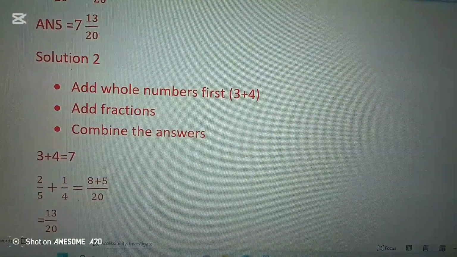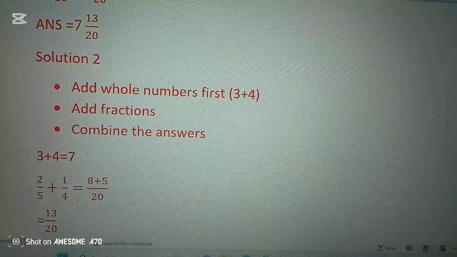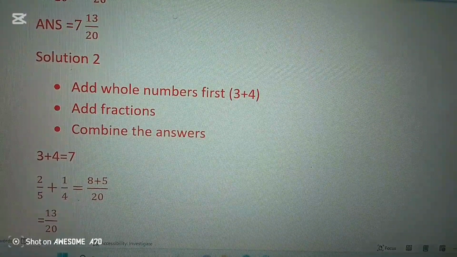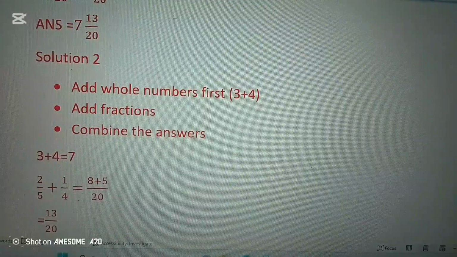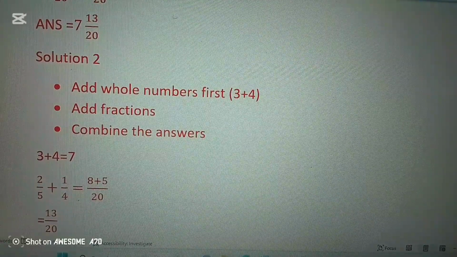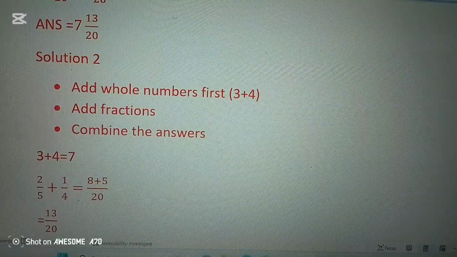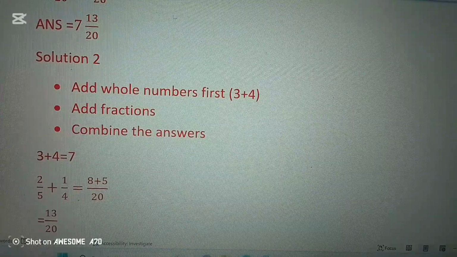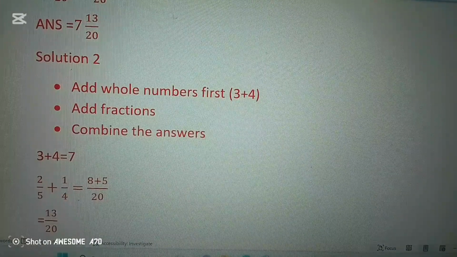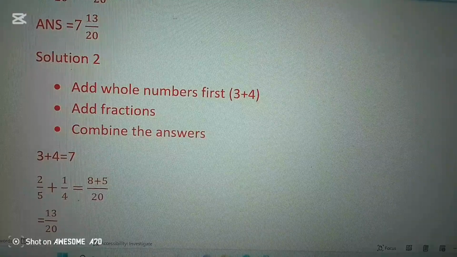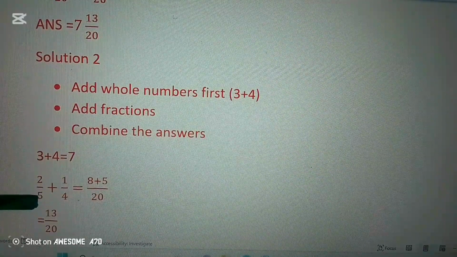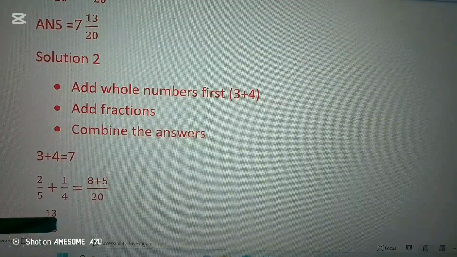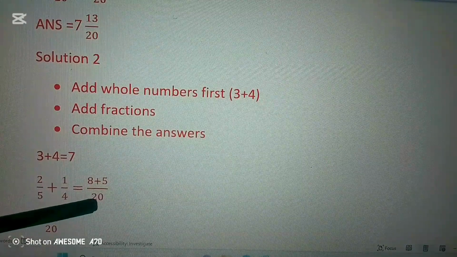Simple. The first thing when adding fractions, find the LCM of the denominators. The denominators, we have 4 and 5. So we are looking for the common multiple of 5 and 4, we find the LCM. The LCM of the denominators is 20. So if we are adding 2 over 5 to 1 over 4, it will be over the denominator, which is 20.